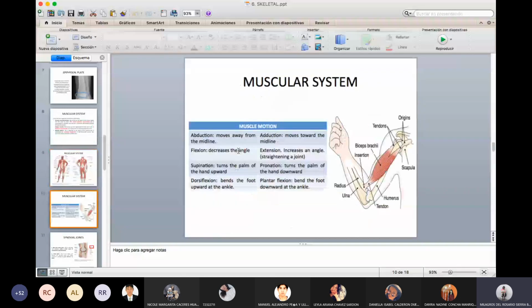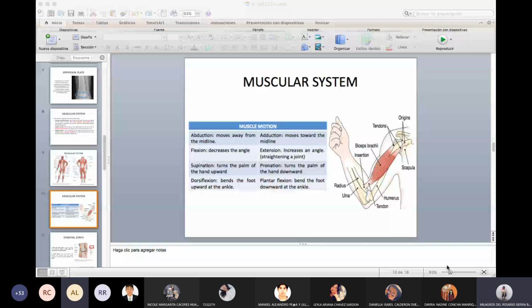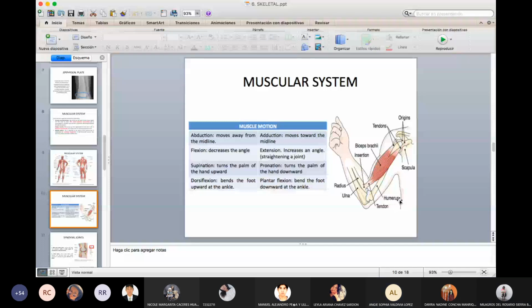And then the muscle motions. So you have abduction and adduction. Do you know the difference? Can someone tell me? Let's see, Angie Sofia Valdivia, do you know what abduction is? When you separate the extremity from your body. Okay, very good.